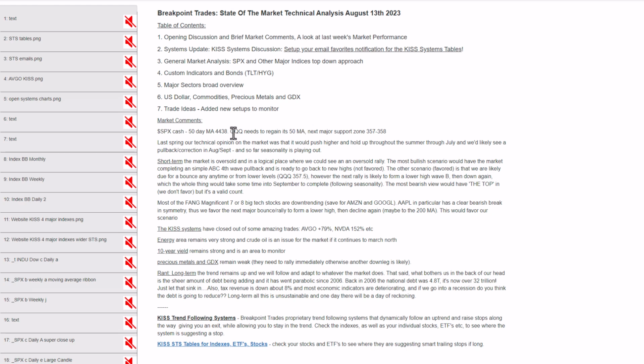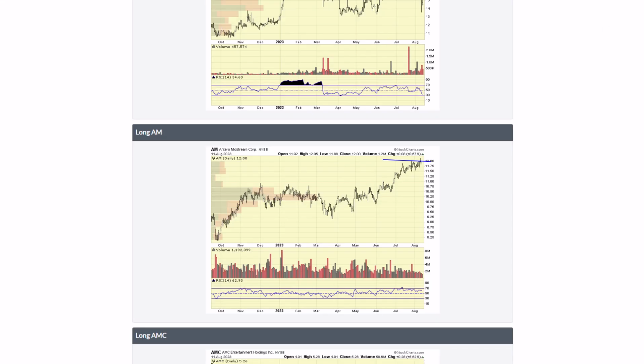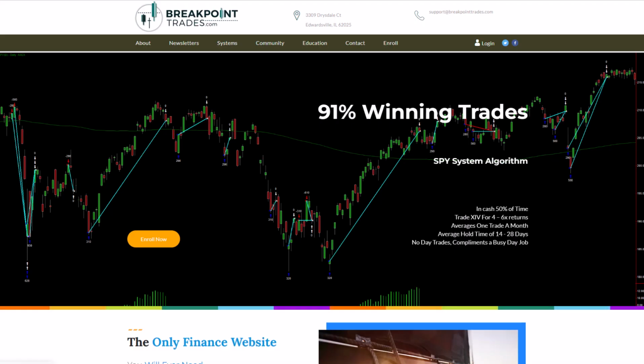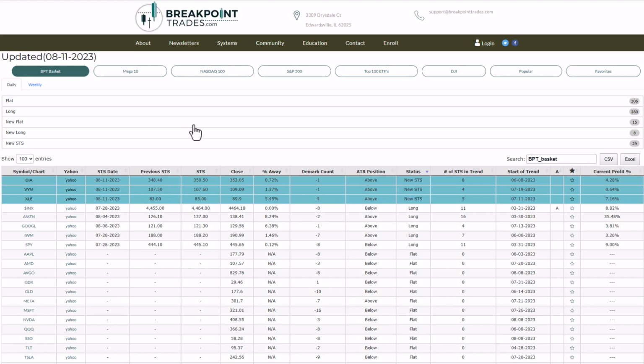By the way, our KISS systems have been able to knock it out of the park with that, locking in some amazing gains. For example, AVGO, they locked in a 79% gain. NVIDIA, 152% gain. And I'll just show you an example of that from our KISS tables. Let's pull up AVGO.